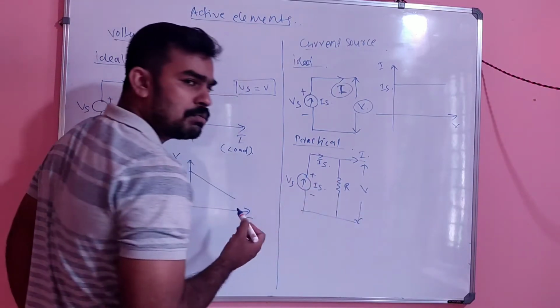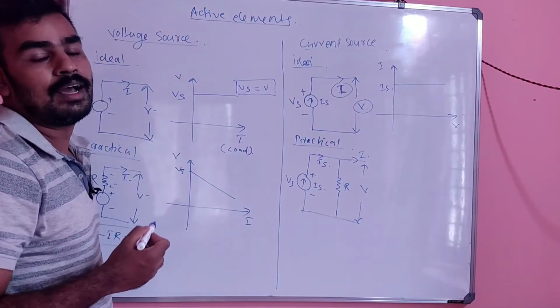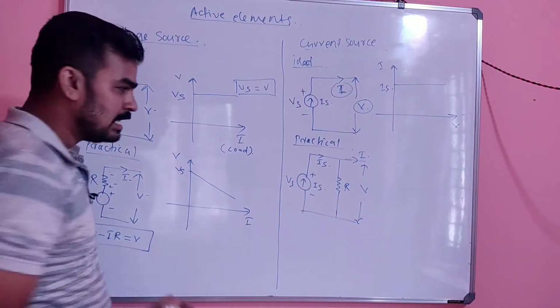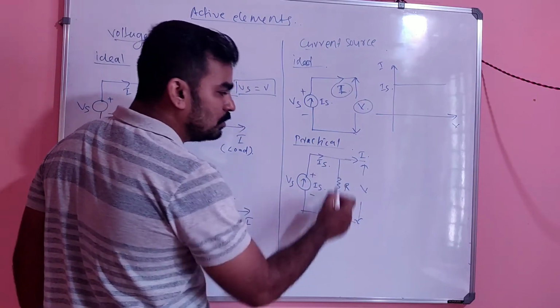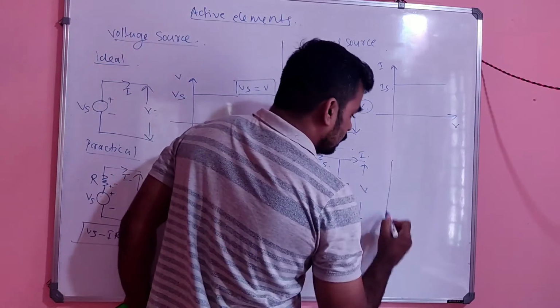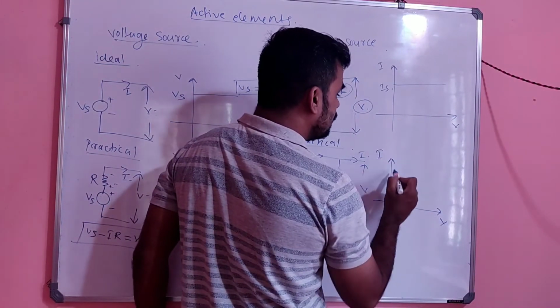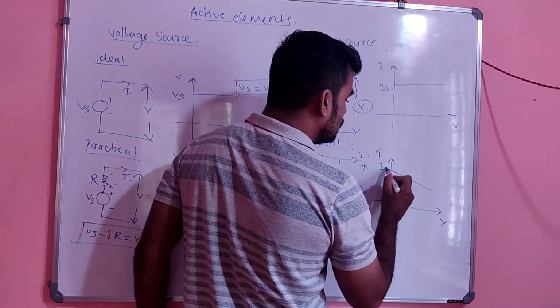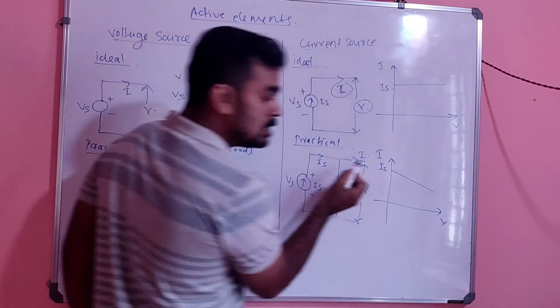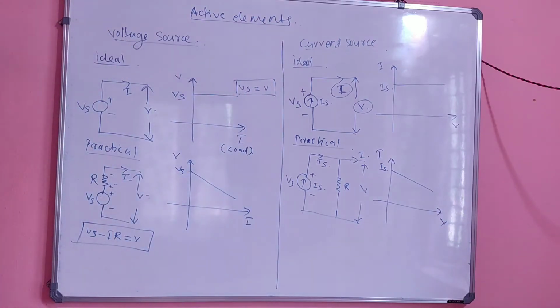So you can say here that the current I is not at all constant. Some of the current will be flowing through the parallel resistor R. So this will be the graph. Suppose this is V and this is I. Initially it is Is and slowly the current drops.